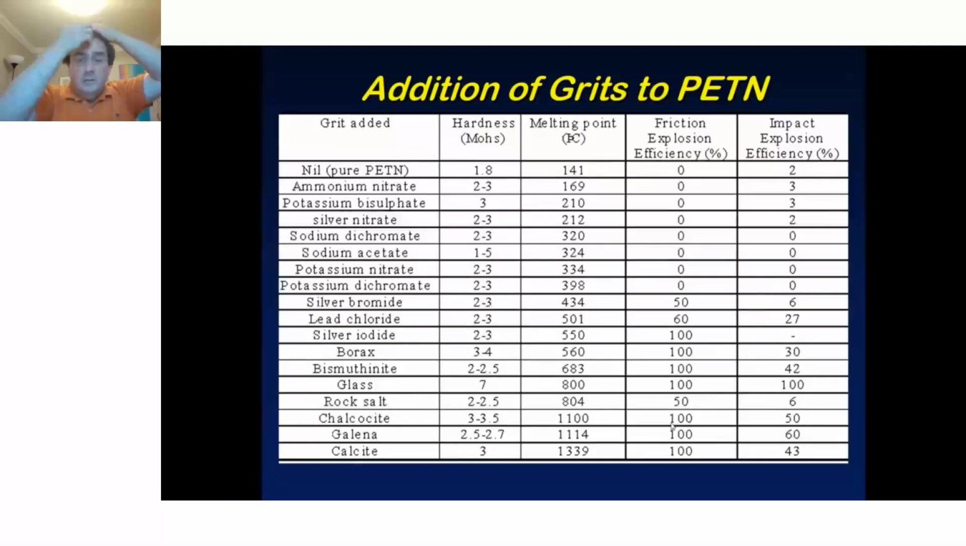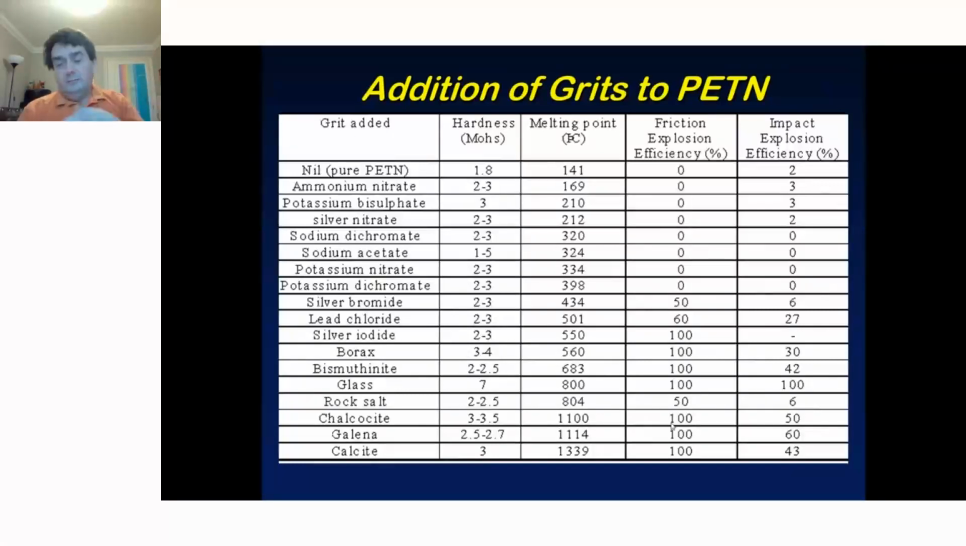They extended this to look at impact explosion efficiency as well. So you add these grits and you see what happens, and fundamentally you see that there is a similar but not so extreme dependence upon explosion efficiency. But again, you have to get above temperatures of around 500 degrees centigrade in terms of melting point in order to get a reasonable percentage chance of having an explosion. So whatever this energy concentration mechanism is, you have to get to 500 degrees centigrade.